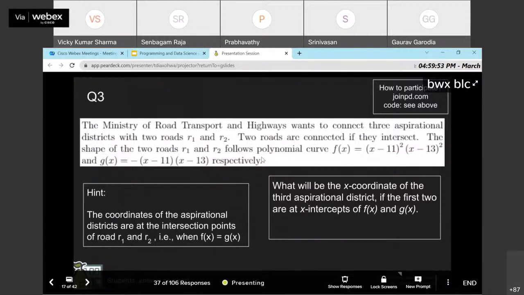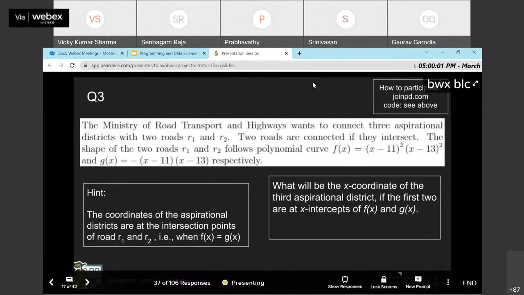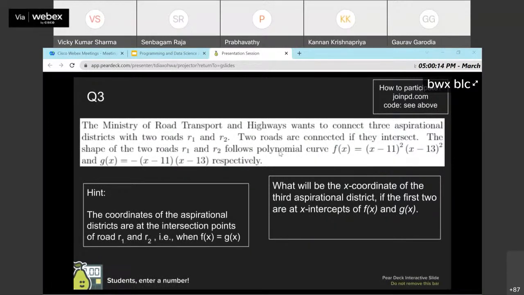Anybody can raise your hand here. Okay, Krishna Priya, can you unmute yourself? Sir, am I audible? Yes, please. Since it says two roads are connected if they intersect, and the hint says f of x equals g of x, we have to just equate the polynomials given, which is x minus 11 the whole squared into x minus 13 the whole squared is equal to minus of x minus 11 into x minus 13.